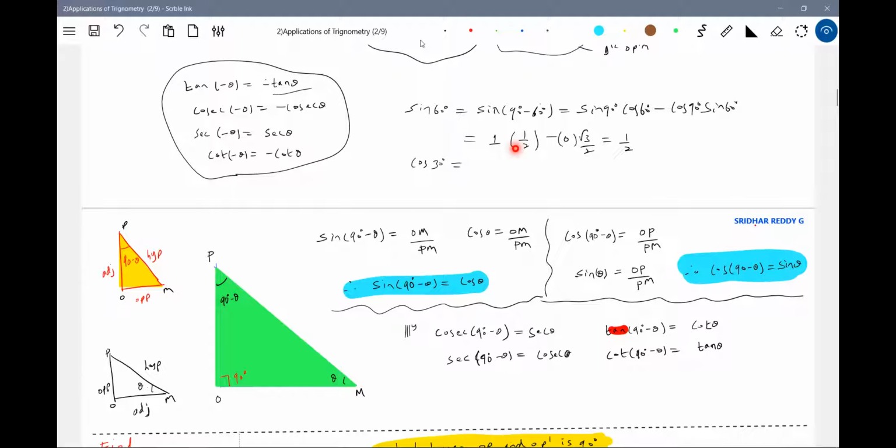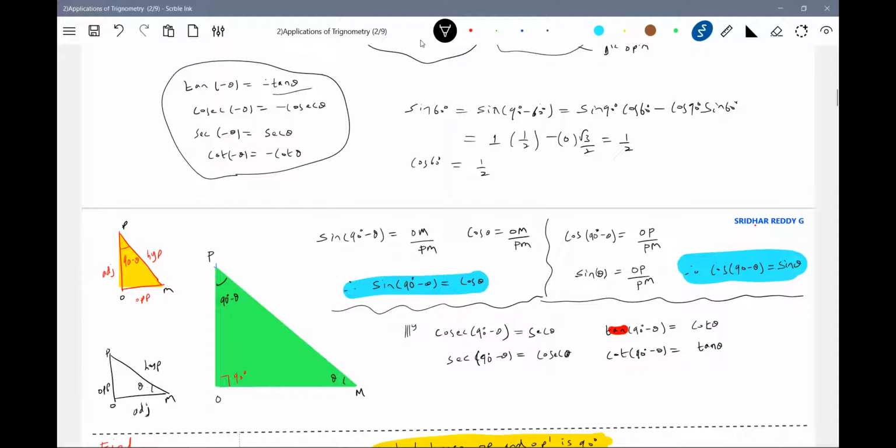Similarly, this is cos 30. What is the value of cos 60? Cos 60 is 1 by 2. So therefore, what can we write here now? Sine of 90 minus 60 is what? Let theta be 60 degrees. So sine of 90 minus 60, what will we get? 30 degrees. I'm just trying to prove something here.